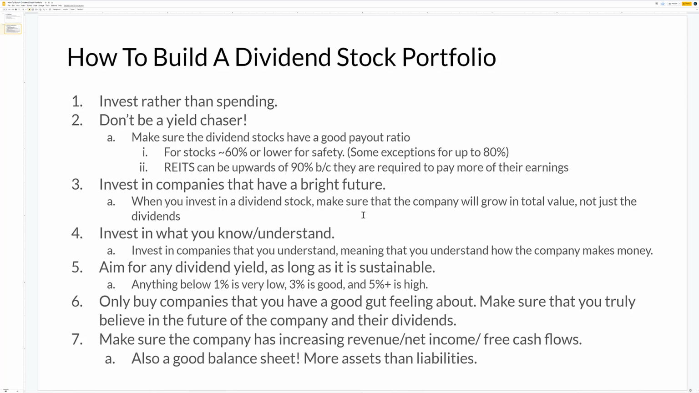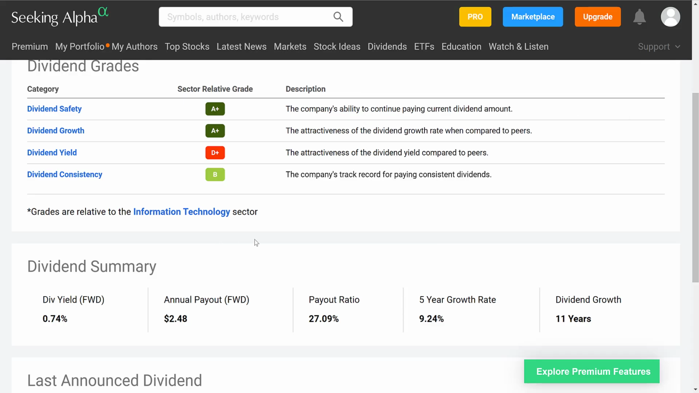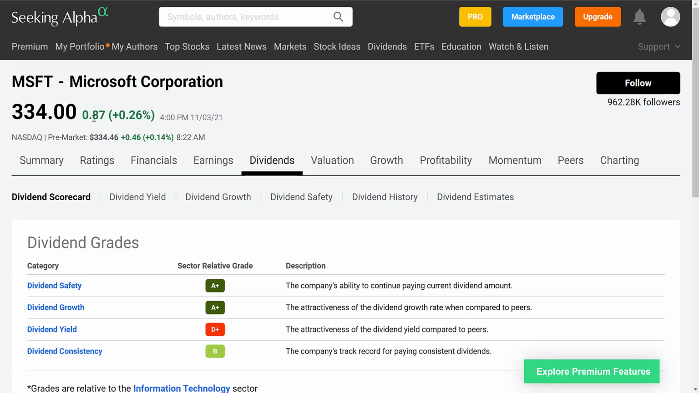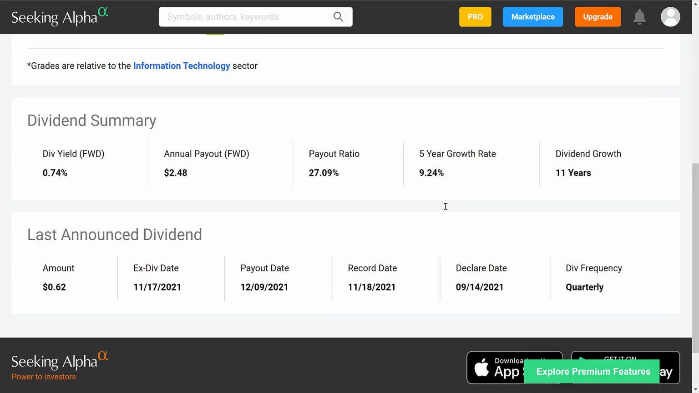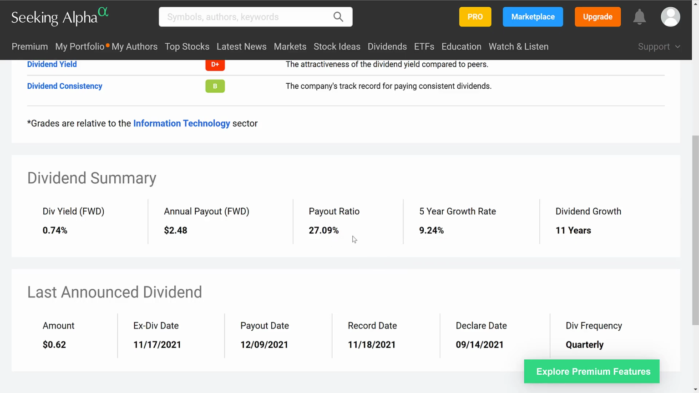So for most stocks, I like to aim for 60% or lower for safety. Now what a payout ratio is, that is the amount of net income that they pay out to their shareholders. So for example, we are looking at Microsoft Corporation right now. We can see it says their payout ratio is 27.09%. I'm on Seeking Alpha, by the way. You can use it. It's free, really good stuff. But what we're seeing right here is their payout ratio is 27.09%. So what that implies is 27.09% of all of Microsoft's earnings, net income, is paid out back to shareholders.